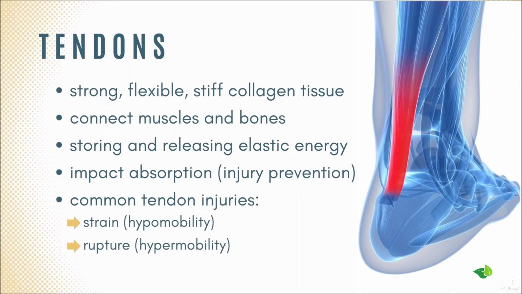Another thing that tendons do that's very important for injury prevention is impact absorption. Let's say we're landing from a jump, our tendons help us to absorb that energy that we get from the landing. Tendons have a tremendous amount of strength. The flexor tendons in the foot, for instance, can handle more than 8 times the body weight. The two most common tendon injuries are the strain, which is commonly due to hypomobility, which we'll talk about in a later chapter, and the rupture that's usually due to hypermobility.